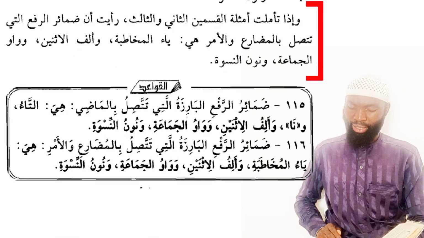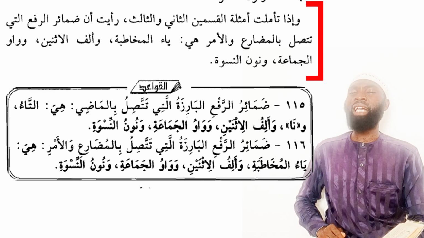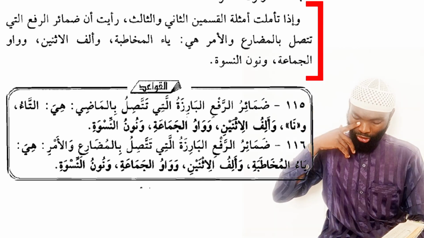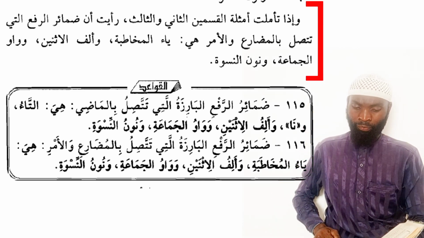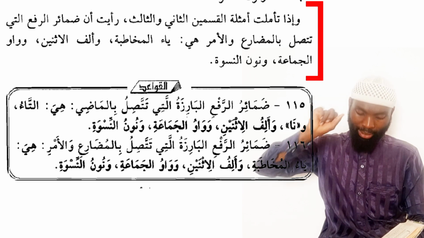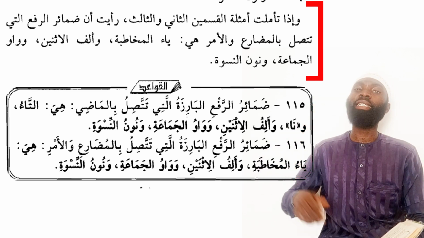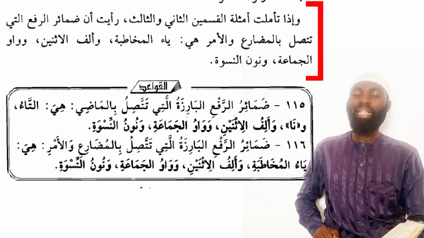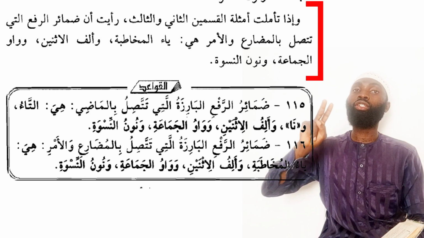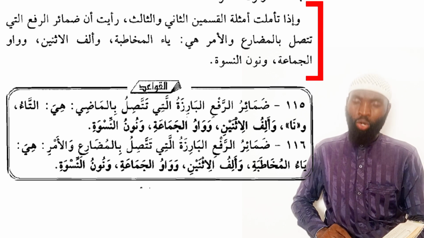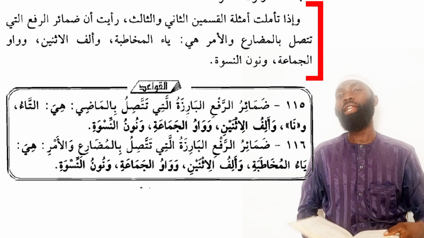وإذا تأملت أمثلة القسمين الثاني والثالث. Now, if you ponder over the examples in the second and third sections, رأيت أن ضمائر الرفع التي تتصل بالمضارع والأمر هي. You find that the pronouns attached to the present tense and the command tense are ya ul mukhataba, the ya of the second person female, wa aliful ithnain, the alif for the third person dual, wa wawul jama'a, the waw of plurality, wa nunun niswa, and the nun of feminism.